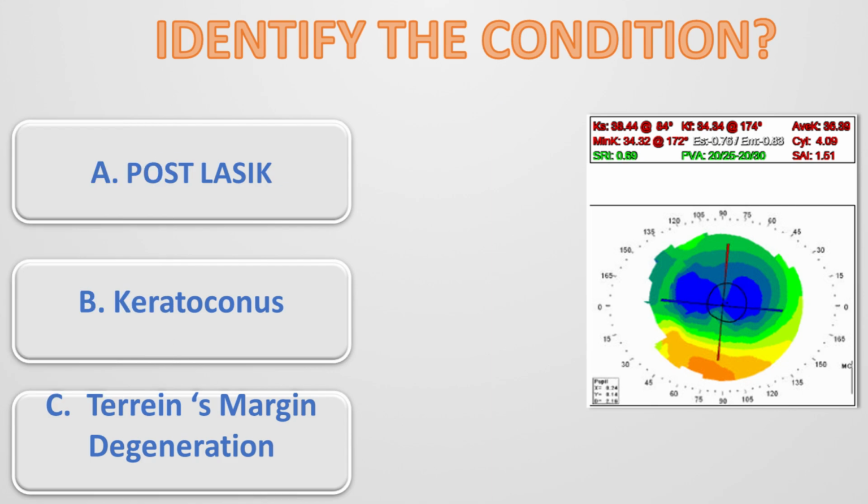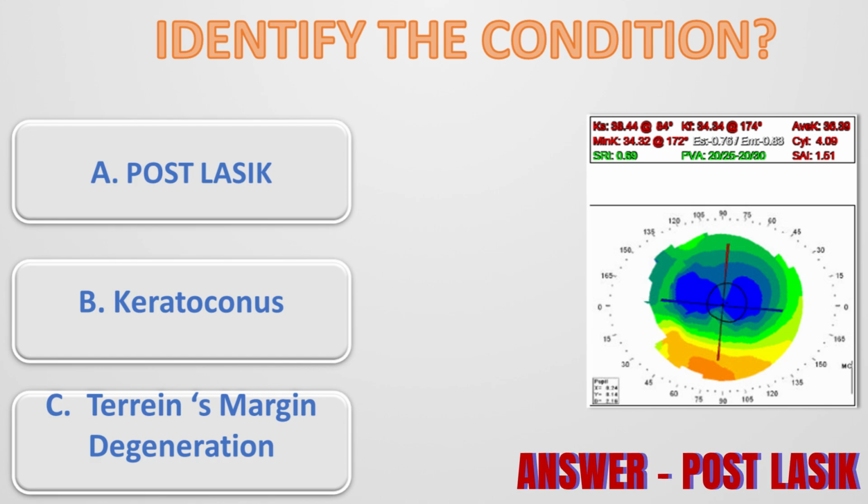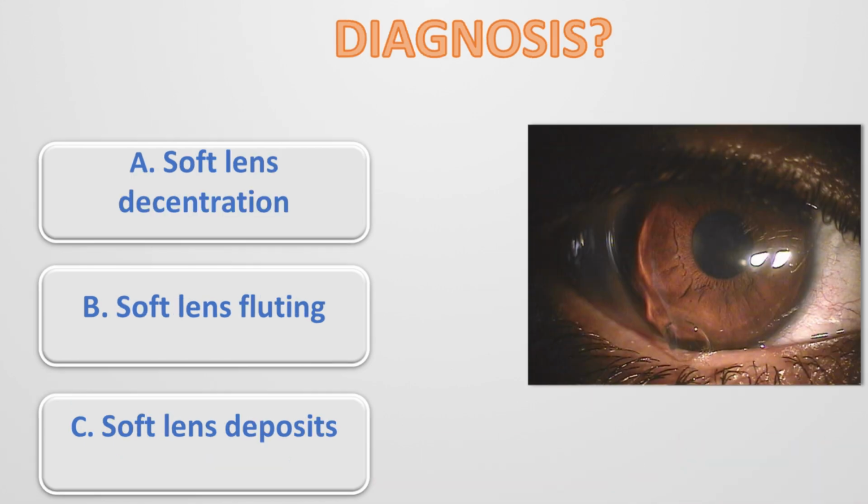Identify the following corneal condition with corneal topography map. Options are: first option, post-LASIK. Second option, keratoconus. Third option, Terrien's marginal degeneration. The answer is option A, post-LASIK. In the map, we can identify corneal flattening due to LASIK surgery. Moving on to next question.